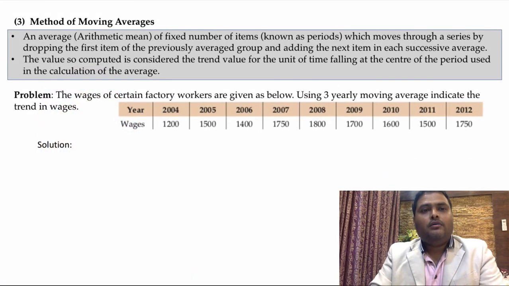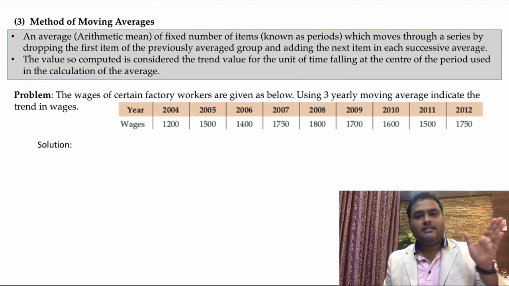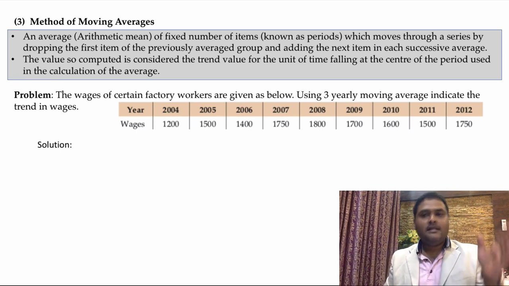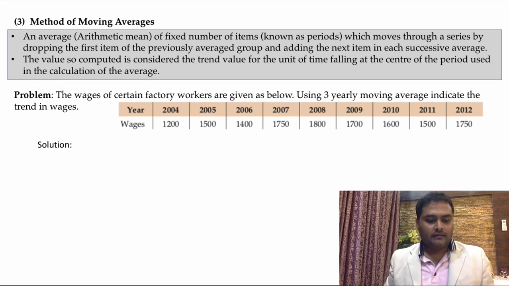Next, we'll be talking about the method of moving average. Now, there are different methods: 3 years moving average, 5 years moving average, 7 years moving average, and so on. Herein we'll be explaining 3 years moving average and 5 years moving average in these two cases, right?